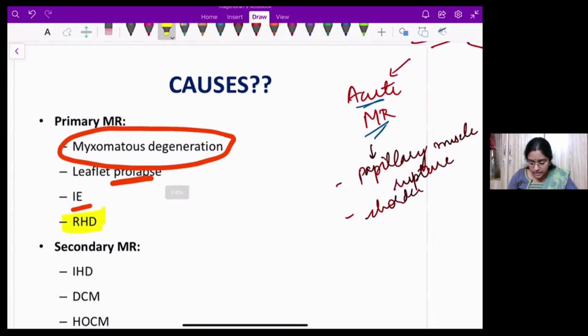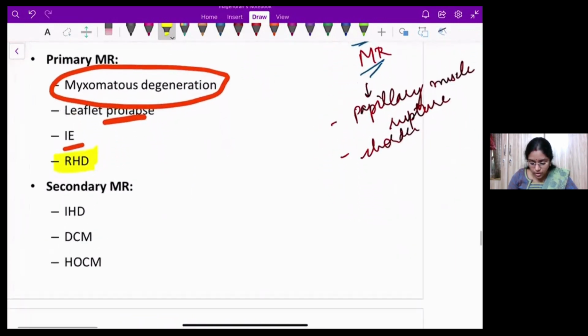So when do we see secondary MR? Like I told you, it is in ischemic heart disease, inferior myocardial wall infarction, dilated cardiomyopathy, HOCM. All these things can cause the patient to have an MR. Associated MR will be present, but the pathology will be different. So we need to understand, then diagnose, and then find out.